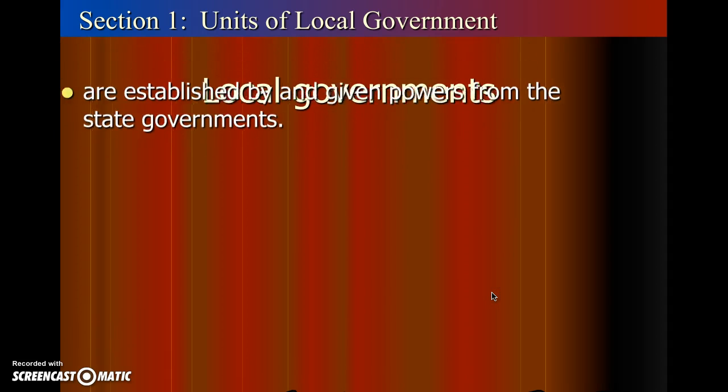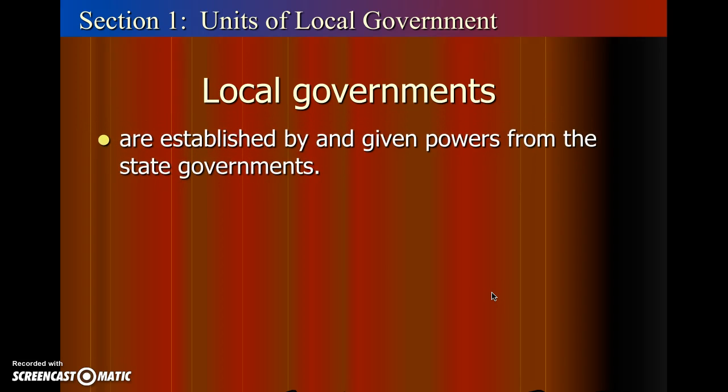First of all, local governments are established and given powers from the state governments. Let's say you have a subdivision. It started out as maybe just 3 or 4 houses, and then a couple more houses were added, and a couple more, and a couple more. And now next thing you know, you have a subdivision of 50, 60, 70 homes. These people decide that, you know what, they have enough homes.